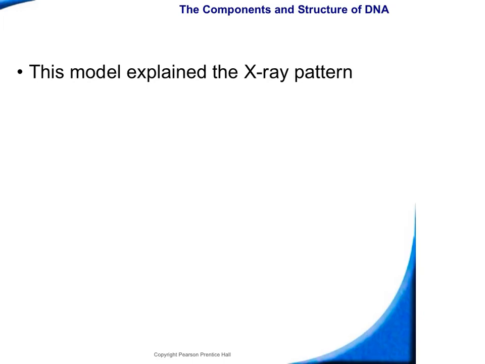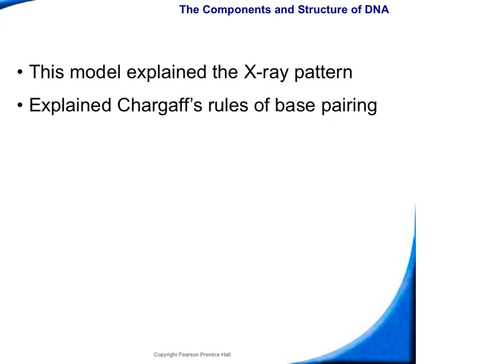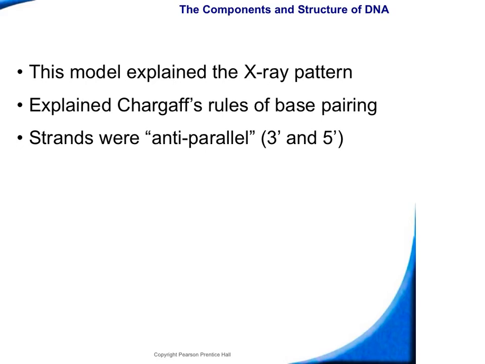So the Watson-Crick model is the accepted model of today. It explained Rosalind Franklin's X-ray pattern. It explained Chargaff's rules of pairing. We say that the strands are anti-parallel, meaning they run in opposite directions. And we refer to the different ends of the DNA molecule as a 3' and a 5', and I will show you that on the next slide.